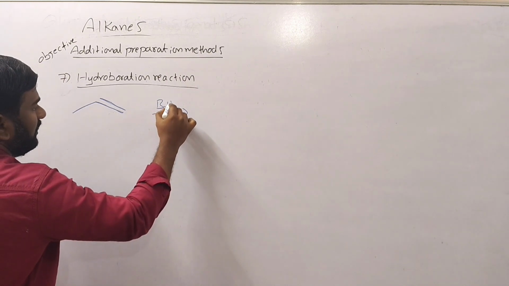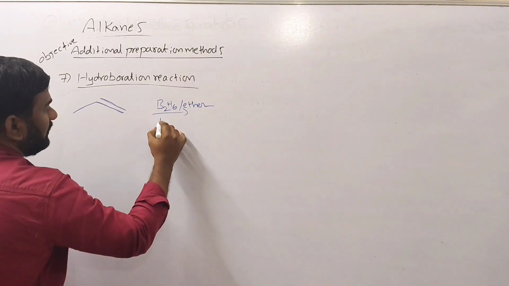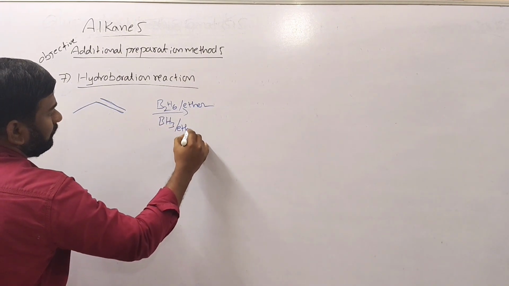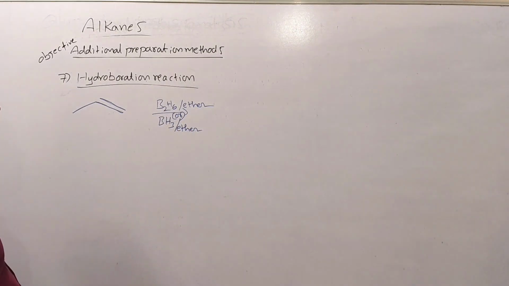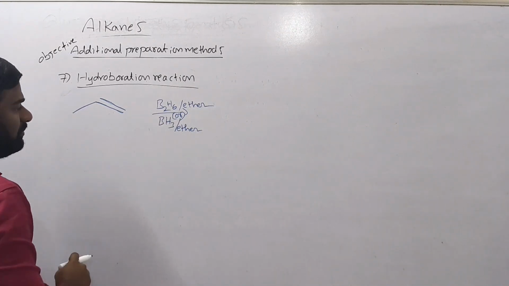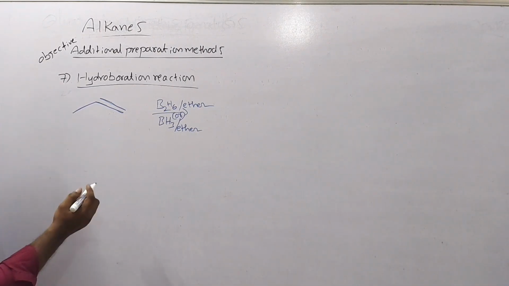diborane, B2H6 in ether, or its monomer BH3 in ether. So unsymmetrical alkenes react with the diborane or diborane monomer BH3 in the presence of ether. What is happening? First trialkyl borane will come. Trialkyl borane means how it will come.